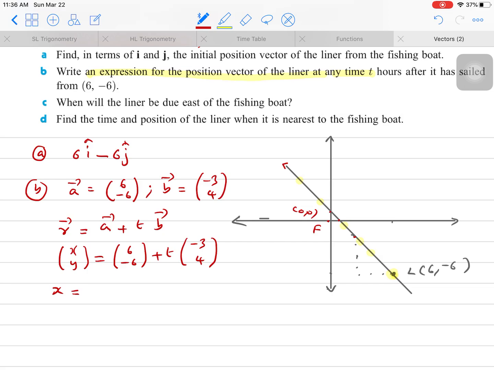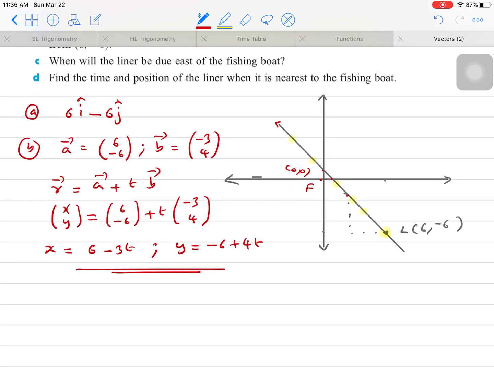So equating the i coefficients from both sides, x is equal to 6 minus 3t, and y is equal to minus 6 plus 4t. So that gives you any general point on this line. They wanted an expression for the position vector. So the position vector will be (6 minus 3t, minus 6 plus 4t), the position vector of any point (x, y) on this line.